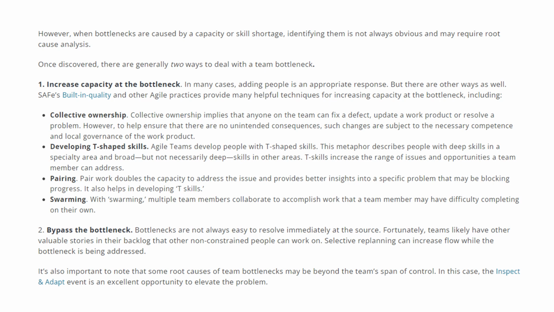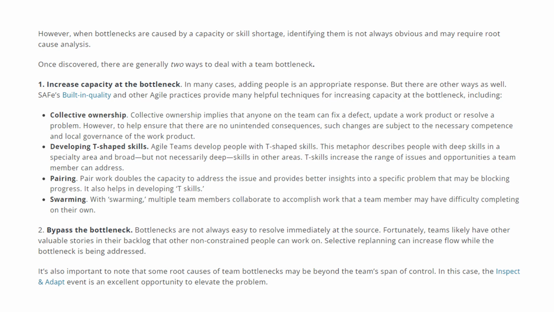The first option is to increase the capacity at the bottleneck. In many cases, adding people is an appropriate response. But there are other ways as well. SAFe's built-in quality and other agile practices provide many helpful techniques for increasing capacity at the bottleneck. Some of the options are collective ownership from extreme programming, right? Collective ownership implies that anyone on the team can fix a defect, update our product, or resolve the problem. However, to help ensure that there are no unintended consequences, such changes are subject to the necessary competence and local governance of the work product.